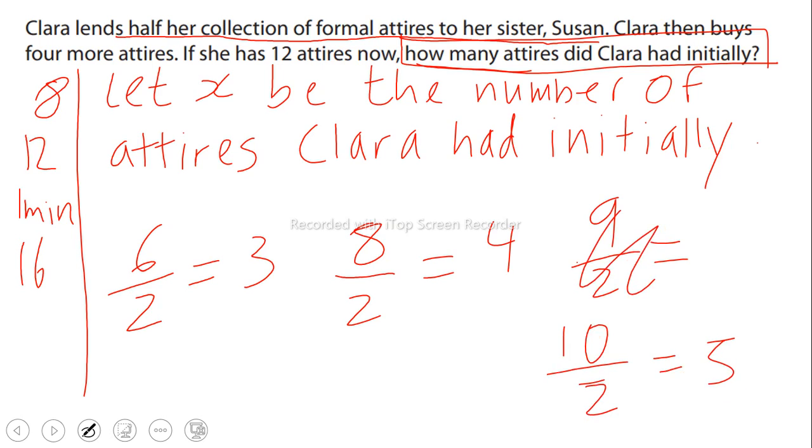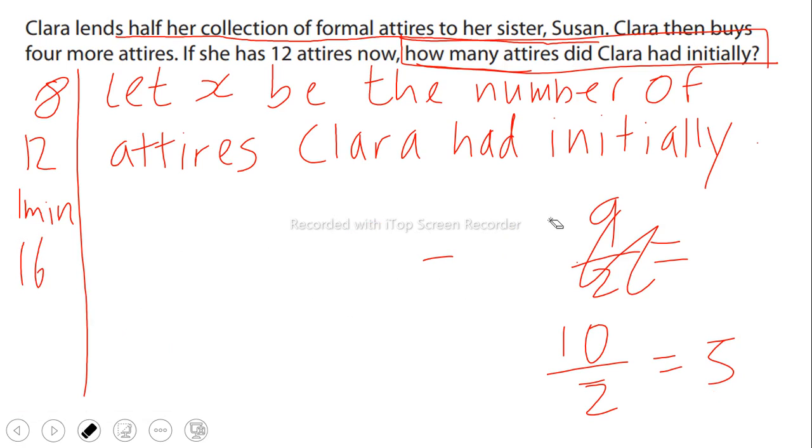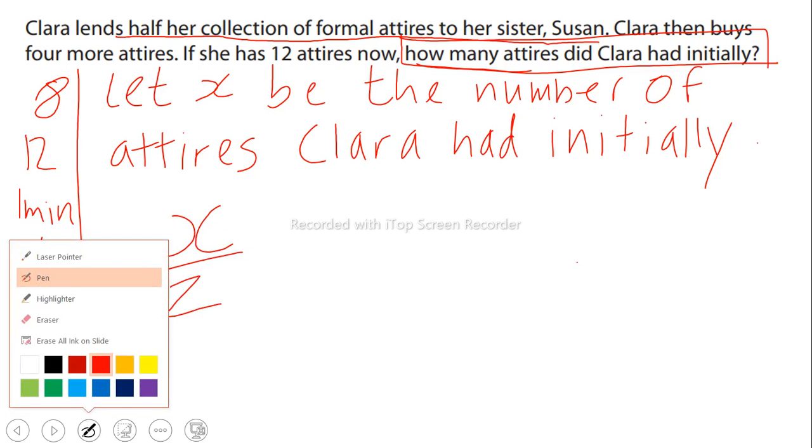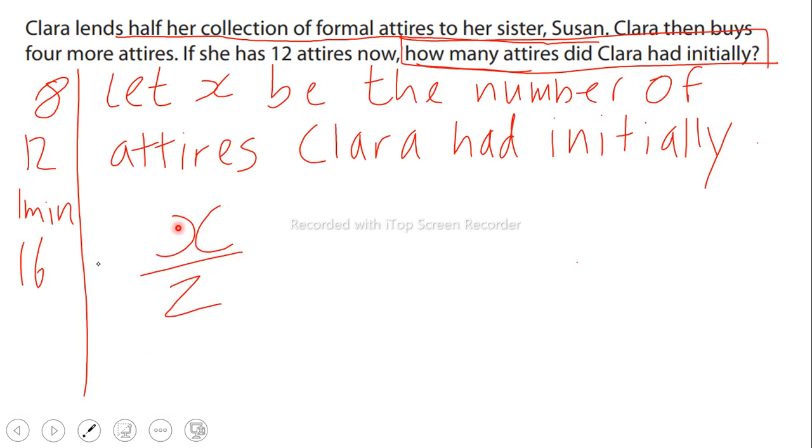So the idea is that whatever number you have, and you try to figure out half of it, you would divide it by what? 2. Divided by 2. So if she had X initially, and she gave half to her sister, how would we represent that in terms of algebra? X over 2. Very good. Because it's half of the amount she has.